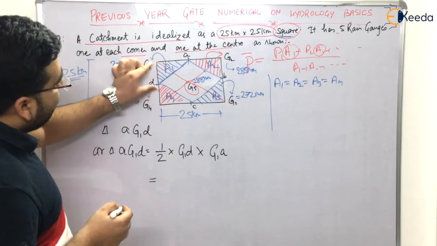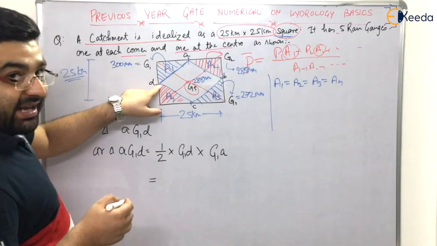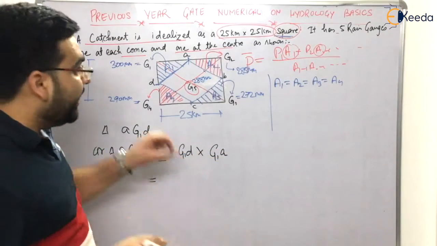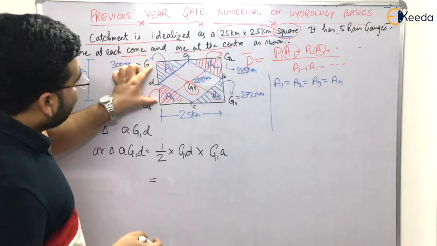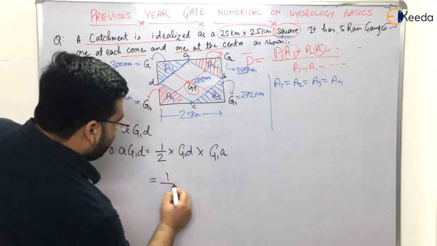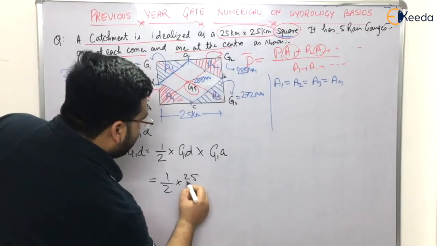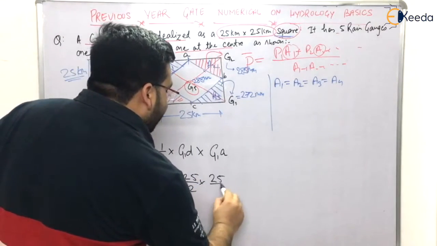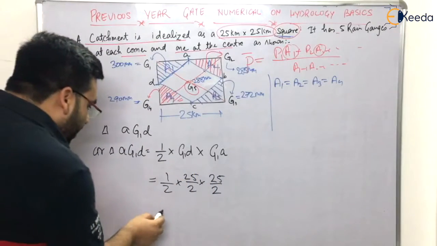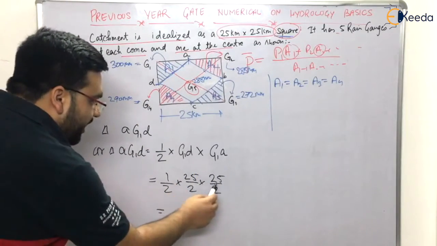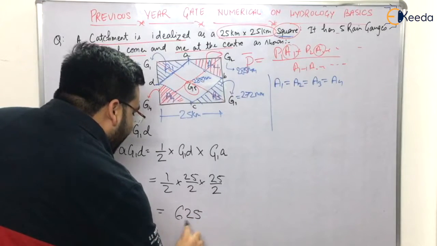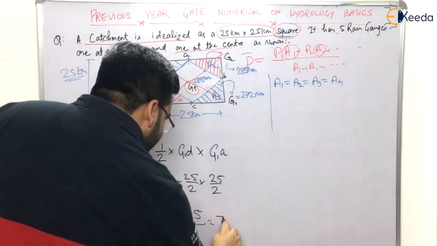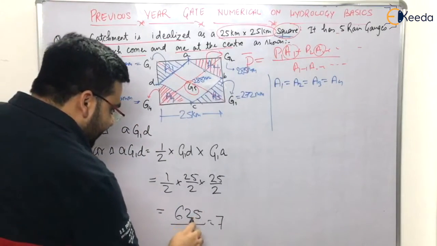This is 25 kilometer. This will be half because this is a perpendicular bisector. Bisector means it divides the particular line into two equal parts, right? So this will be equal to 25 divided by 2. So half into 25 divided by 2, and same goes with this also. This will also be equal to 25 divided by 2. Clear? Now if you solve it, you'll be getting 625 divided by 8.